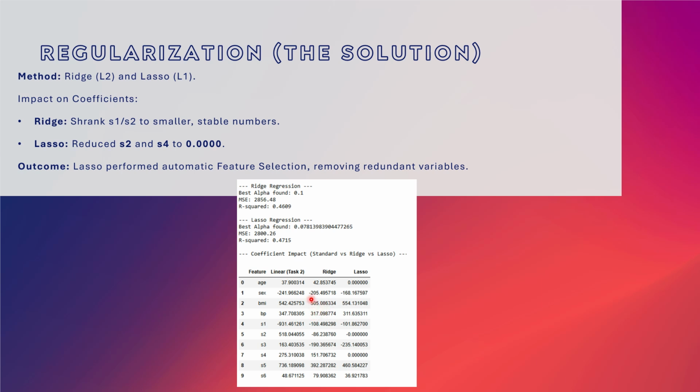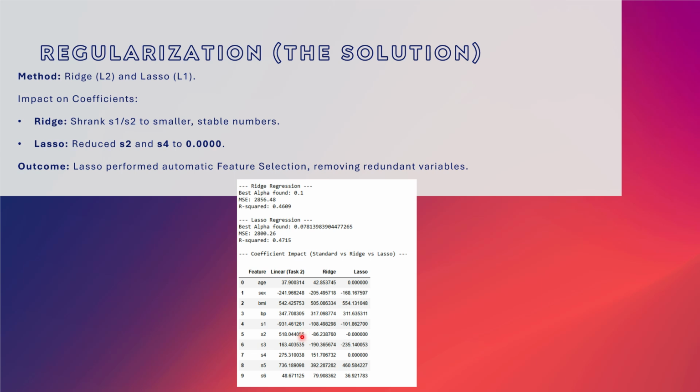The table here shows the results for linear regression, ridge regression, and also lasso regression. For the ridge, it shrank S1 and S2 to smaller, stable numbers. As you can see here, S2 was previously 518 in linear, and in ridge it reduced to 86. The same goes for S1, negative 931 reduced to negative 108. This is a huge reduction, so it will affect the stabilization.